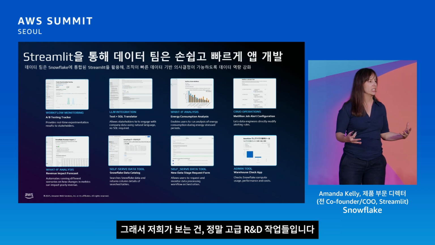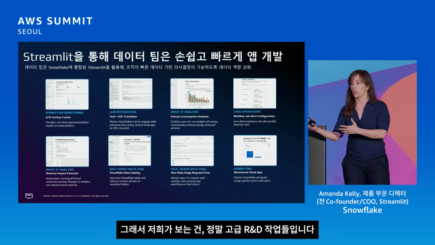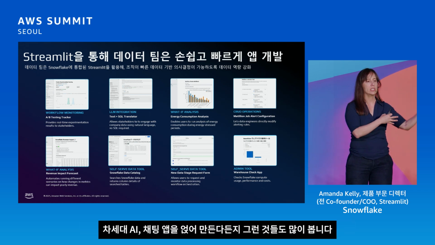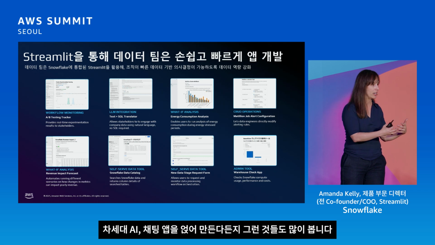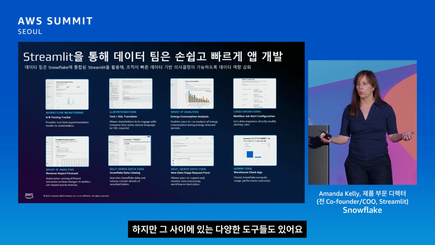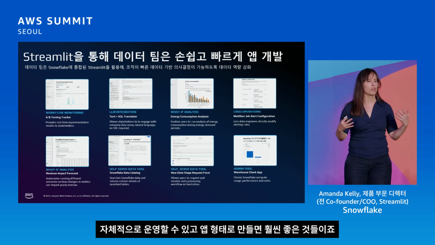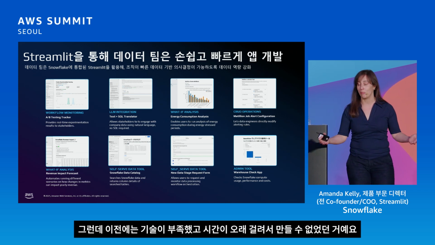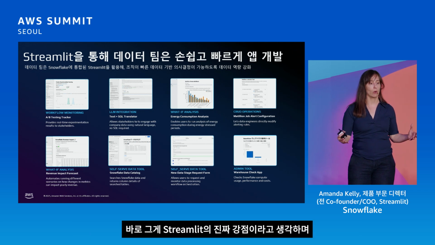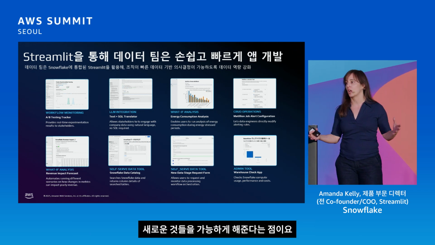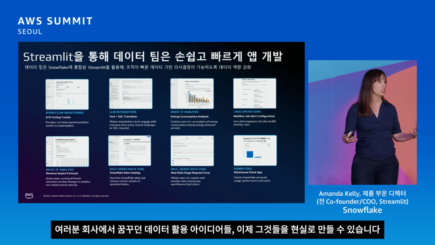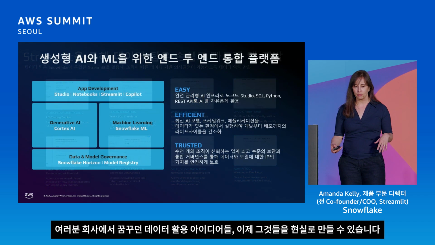So a lot of what we see teams doing, we see very advanced R&D things. I want to evaluate my LLM model. I want to look at this in a different way. We see next-gen BI things, people building chat on top of it. But we also see all of these tools in between, just things that are self-serve. They're better as an app, but because people didn't have the skills before, it was too long, we never made them. And that's really, I think, the power of Streamlit, that we're empowering all of these new types of things, the wishes and dreams that you had in your company, right? The things that you wanted to do with data to actually come alive.